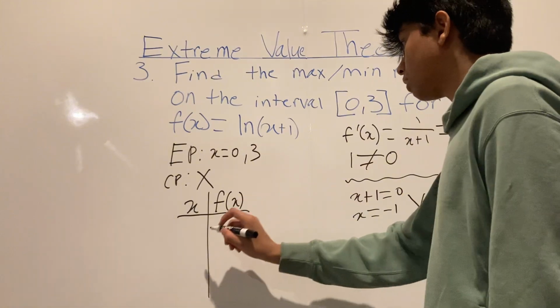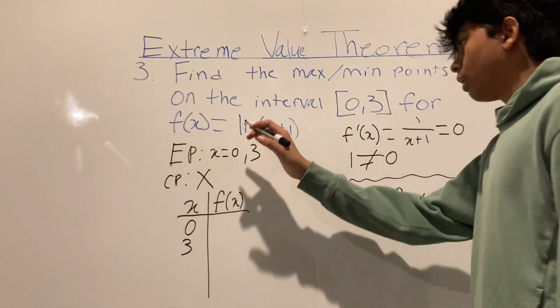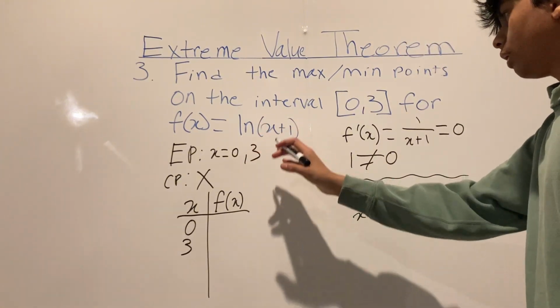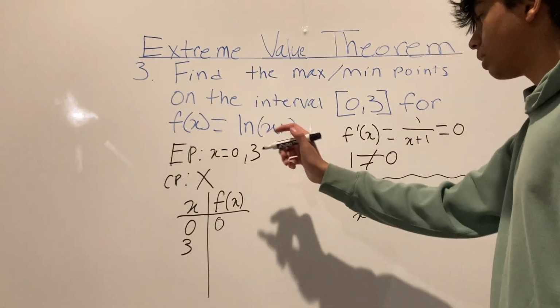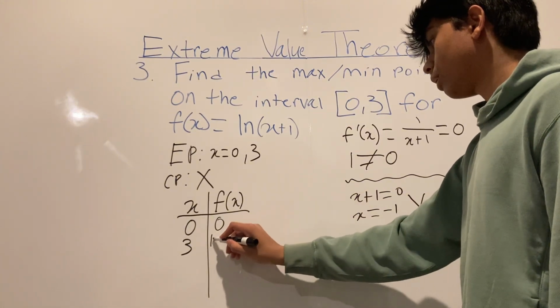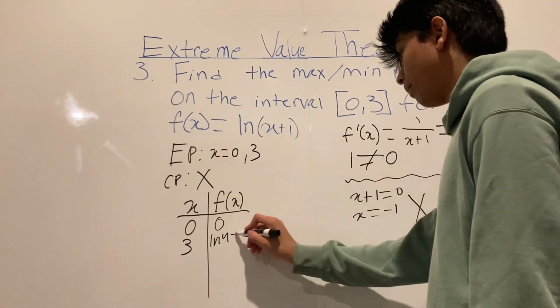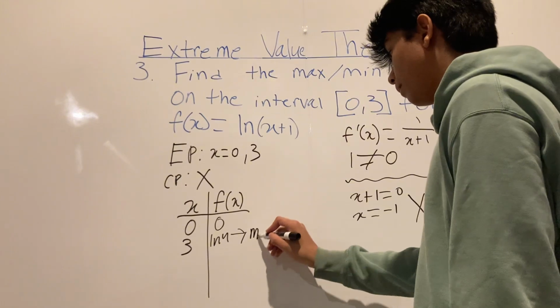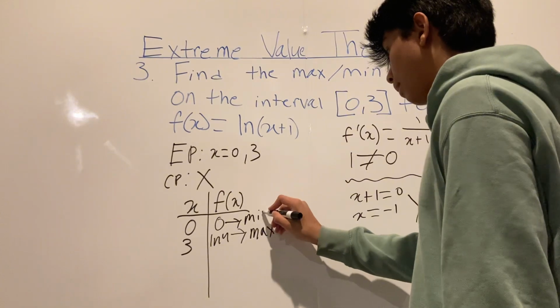X and f of x. So we can only use 0 and 3. And ln of 1 is always going to be 0. And ln of 3 plus 1 is ln 4. That's going to be, well, it's always going to be bigger than 1. So we can just say that this is our max point. And this is our min point.